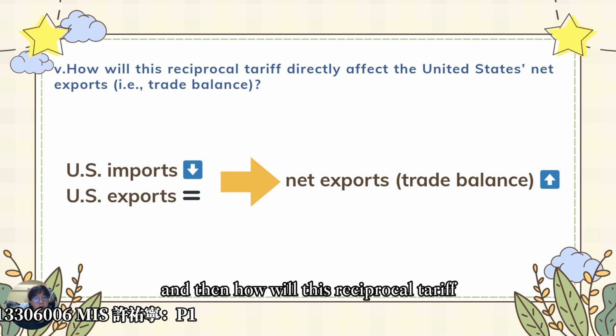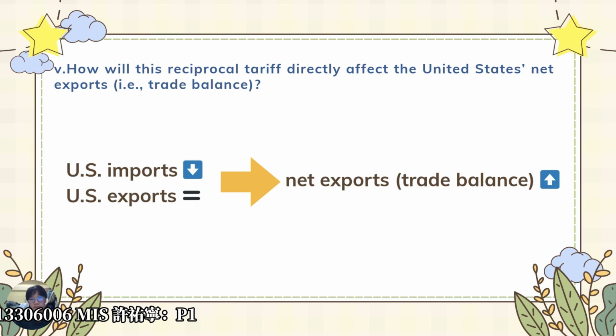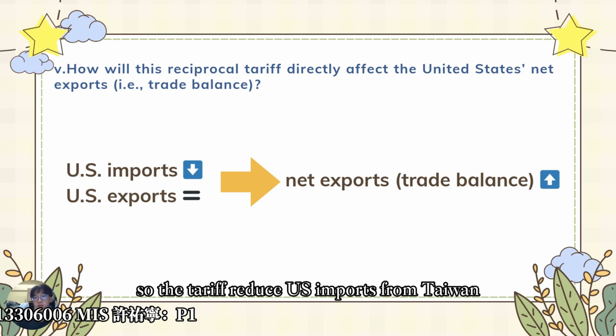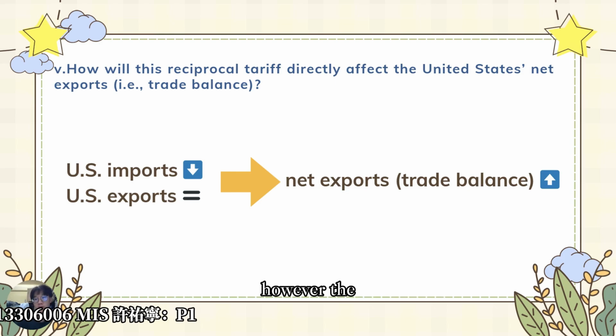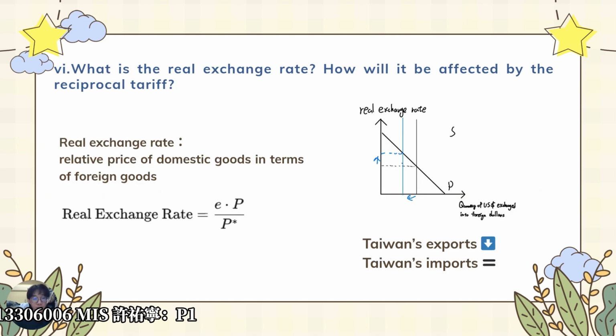And then how will this reciprocal tariff directly affect the United States' net exports? The tariff reduced US imports from Taiwan. However, the exports to Taiwan remain unchanged. So it leads to net exports increasing.